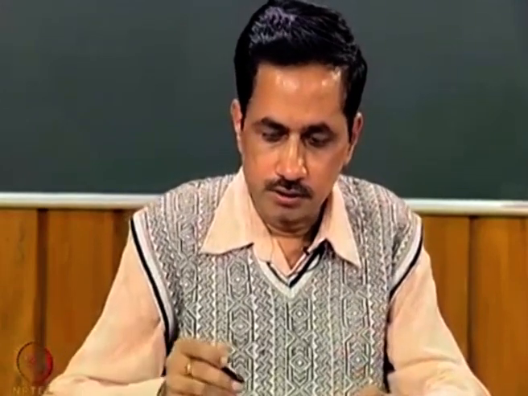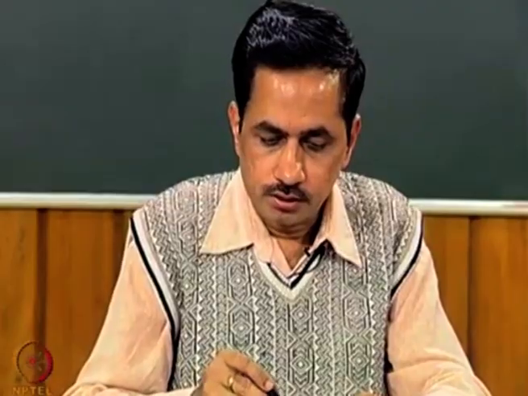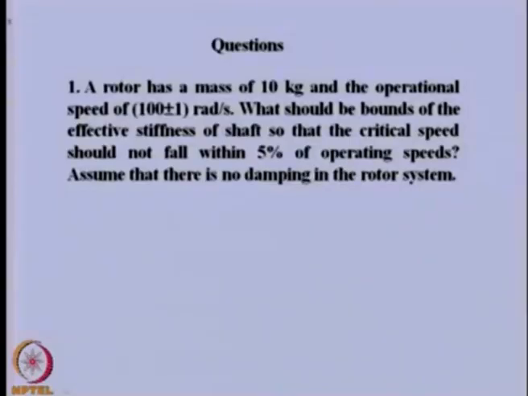So, let us take one question. A rotor has a mass of 10 kg. The operational speed is 100 plus minus 1 radians per second. What should be the bound of effective stiffness of the shaft, so that the critical speed should not fall within 5% of the operating speed? Assume that there is no damping in the system. So, we know the mass of the system. The operational speed range is 99 radians per second to 101 radians per second.